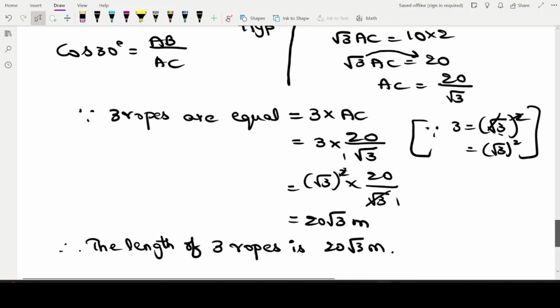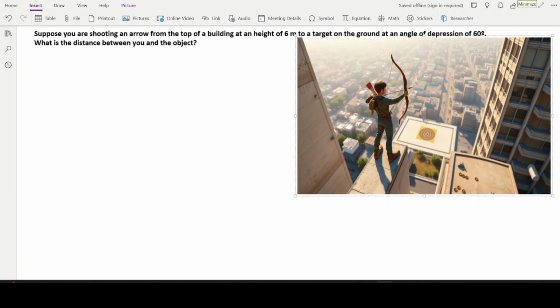So this is the fifth problem. Okay, here is the next problem. Suppose you are shooting an arrow from the top of a building at a height of 6 meters to a target on the ground at an angle of depression 60 degrees. So what is the distance between you and the object?